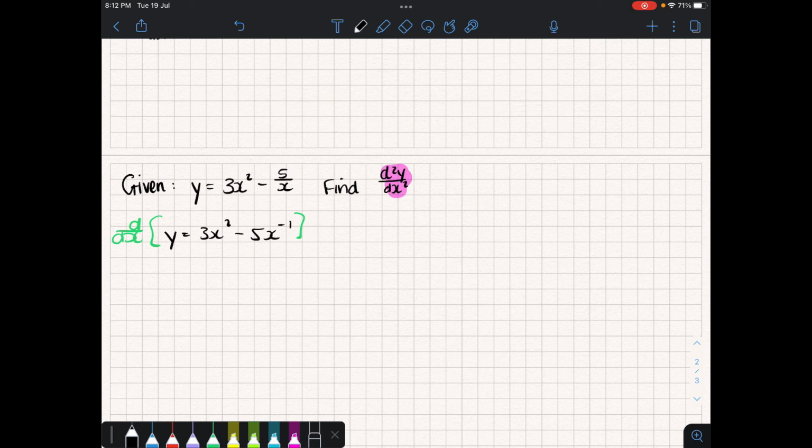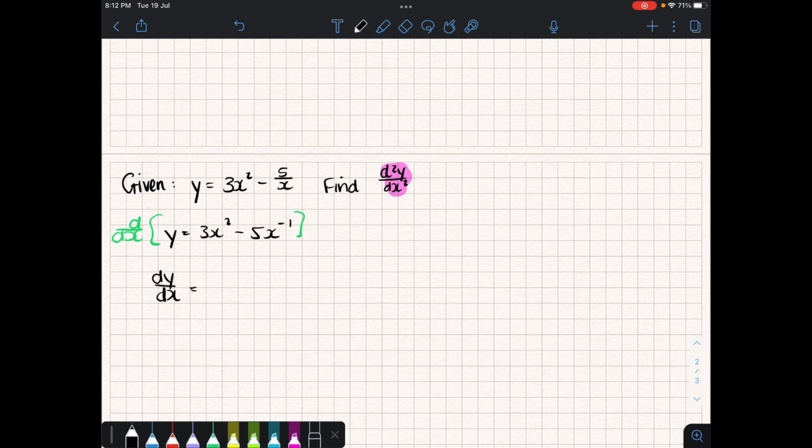So I'm going to differentiate both sides. So when I differentiate y, it becomes dy on dx. And when I differentiate the right-hand side using the power rule, I get 3x. And then I'm going to multiply this function by the power. So I'm going to get plus 5x. Right? Now I need to reduce the power by 1. So I'm going to get minus 2.